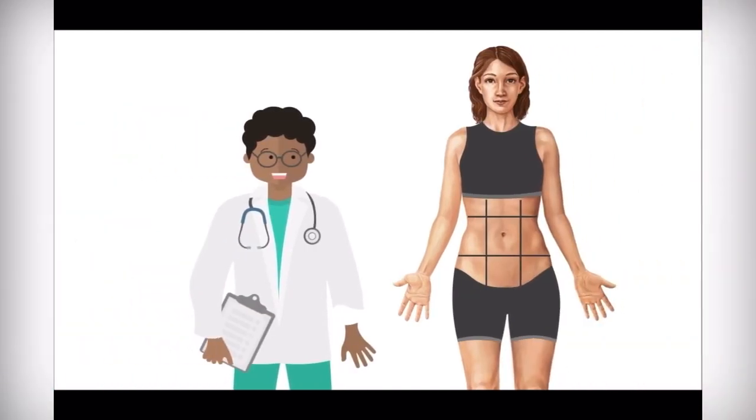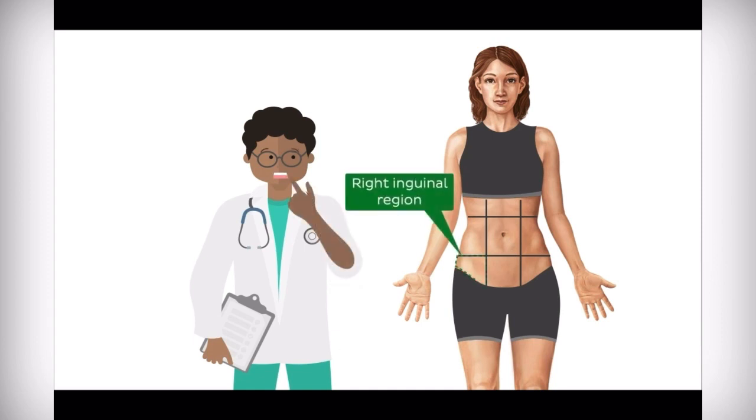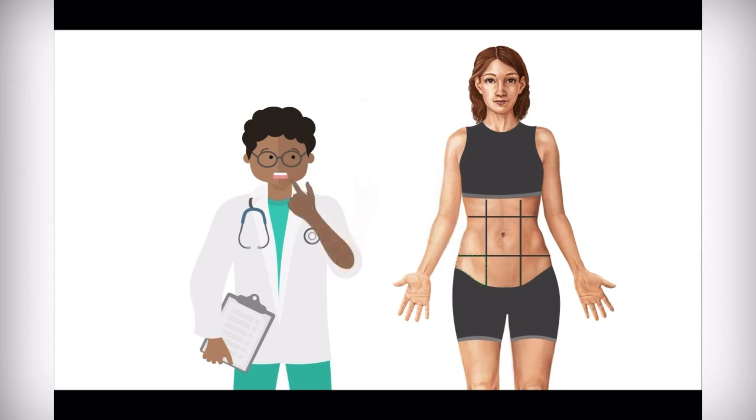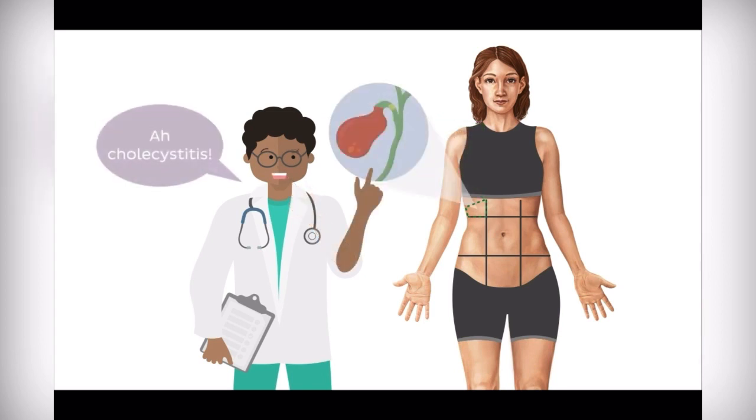Developing a good understanding of the regions of the abdomen is not only important when visually inspecting the abdomen, but also key in investigating abdominal pain. Pain radiating from specific regions of the abdomen can be a telltale sign of specific pathologies. For example, pain localized to the right inguinal region may be indicative of appendicitis, while pain located in the right hypochondriac region may be suggestive of cholecystitis, which is an inflammation of the gallbladder.